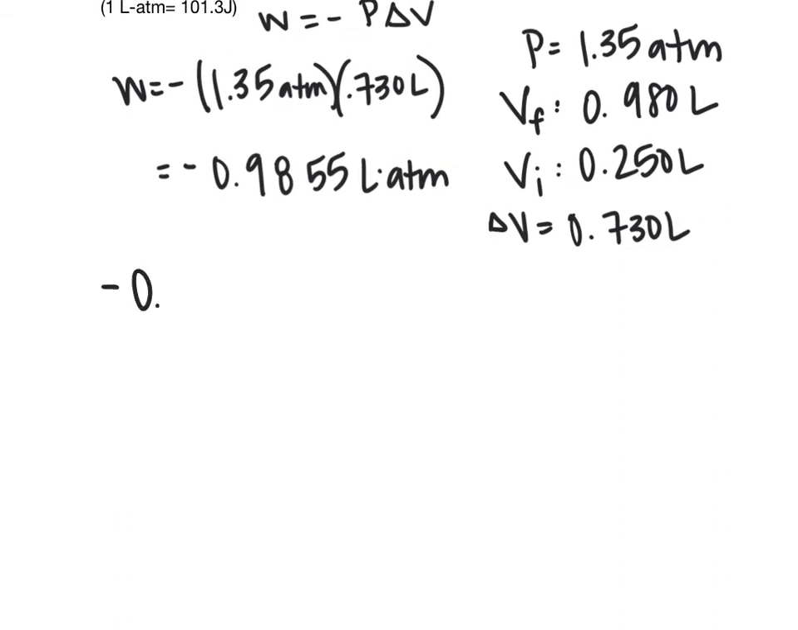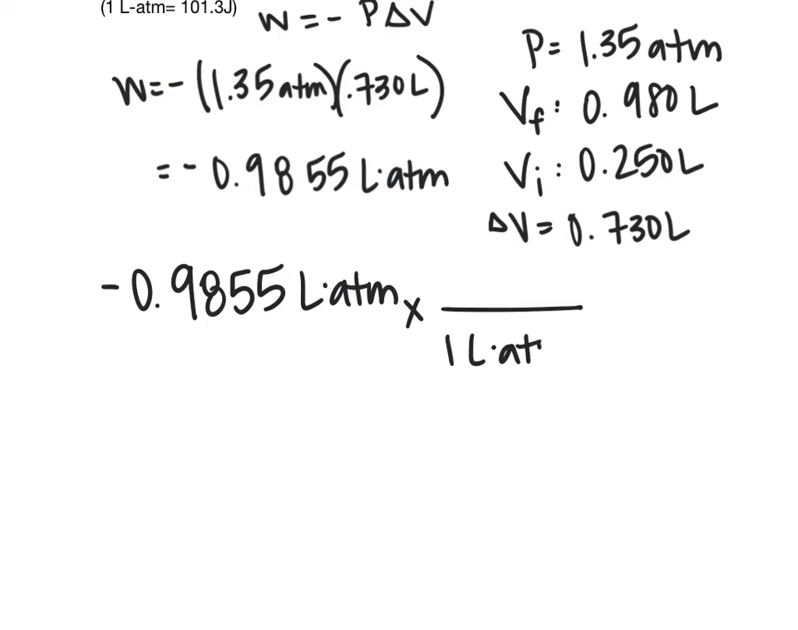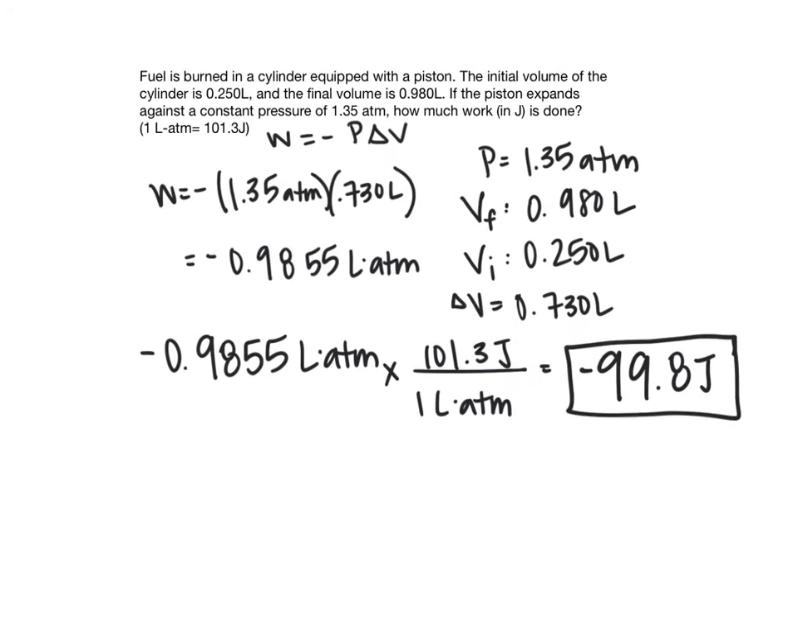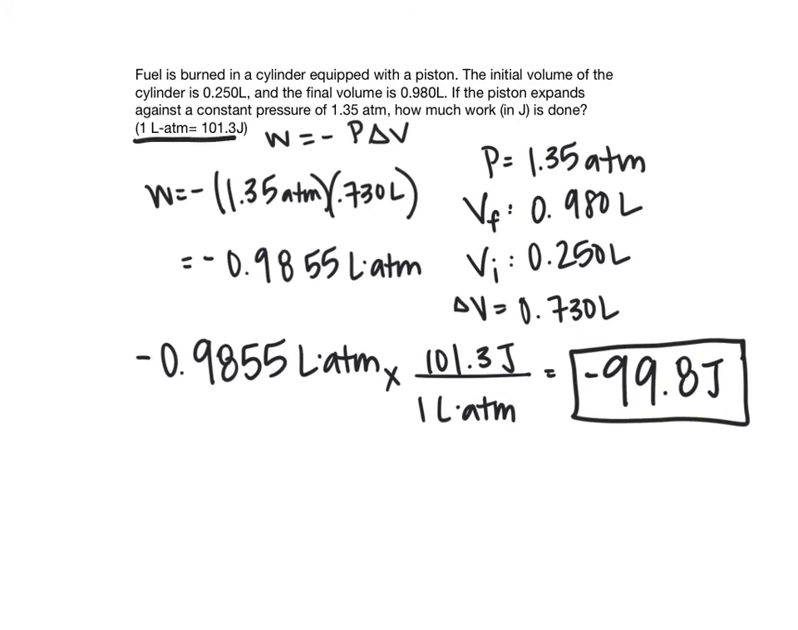So what we're going to do is convert that. Negative 0.9855 liter atmospheres. In 1 liter atmosphere, there are 101.3 joules. And when you plug this into your calculator, you'll get negative 99.8 joules. If you're wondering where that information came from, it's right here in the question, and you would find that on an equation sheet.